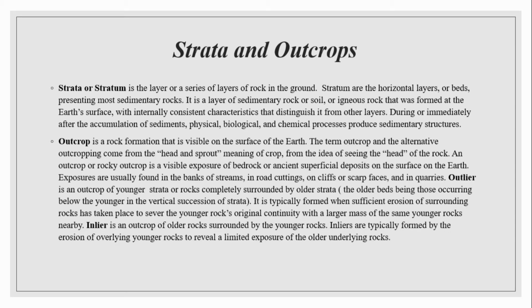Inlier is an outcrop of older rocks surrounded by younger rocks. Inliers are typically formed by the erosion of overlying younger rocks to reveal a limited exposure of the older underlying rocks.